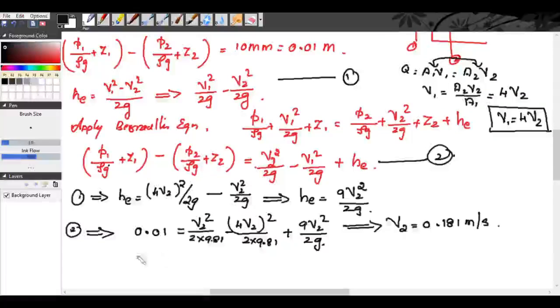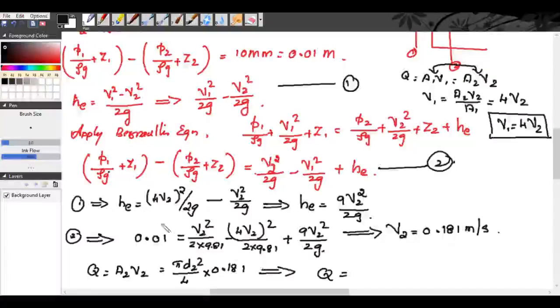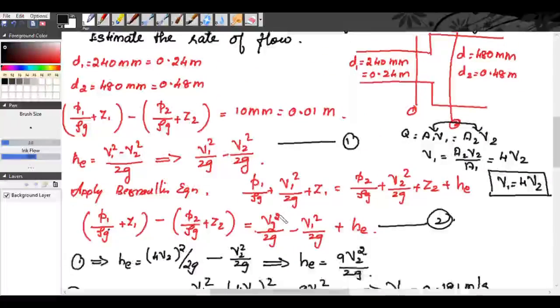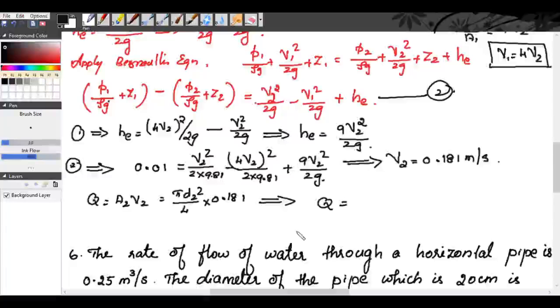If V2 is equal to 0.181 meter per second, we know Q is equal to A2V2. So you can substitute Q is equal to A2V2 is equal to pi d2 square by 4 into V2, which is 0.181, with d2 as 0.48. We get Q is equal to 32.75 liters per second.